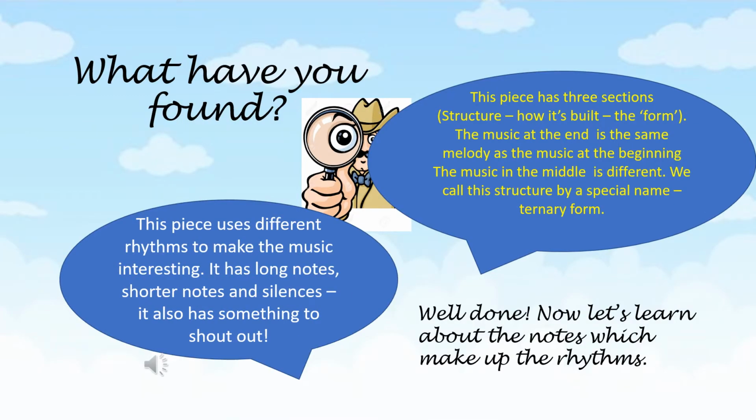So what have you found out? If you're listening really carefully, you might have found that this piece has 3 sections. The structure, or how it's built, the form. The music at the end is the same melody as the music at the beginning. The music in the middle is different. We call this structure by a special name, ternary form.